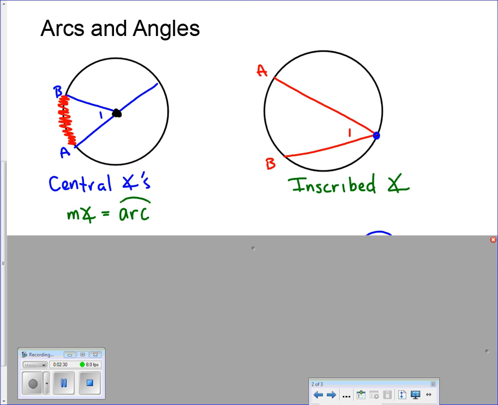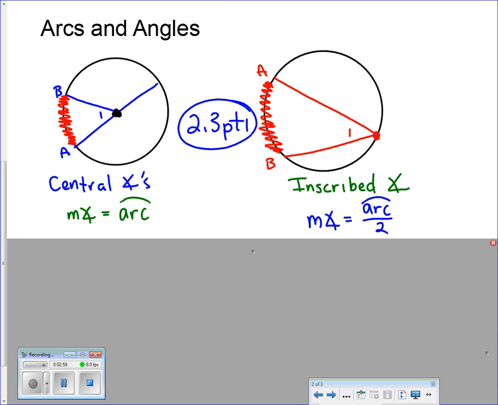Now over on the right-hand side you have inscribed angles, and an inscribed angle is an angle whose vertex is on the circle itself. Again, angle 1 goes out and cuts an arc, and that's the one it cuts. That angle there and that arc there have a relationship. Do you remember what it is? Hopefully you remembered it is the measure of the angle equals the arc divided by 2. And if you need to have more understanding of that, you can go back and look at the video 2.3, part 1.